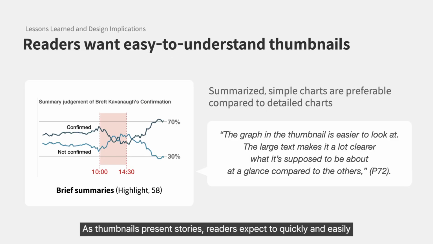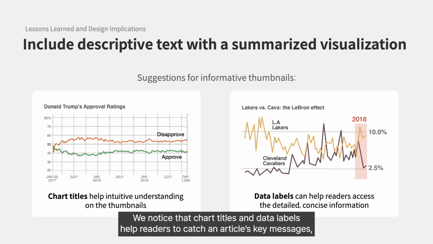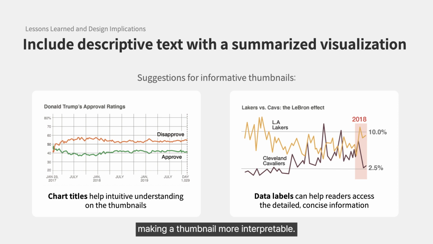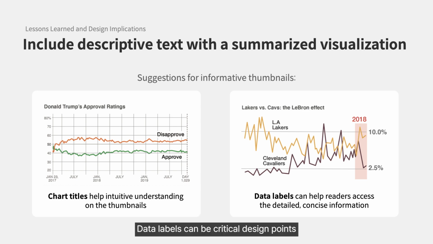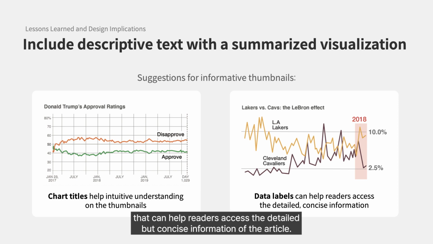As thumbnails present stories, readers expect to quickly and easily catch the key information of the story by viewing the thumbnails. We noticed that chart titles and data labels help readers to catch the article's key messages, making a thumbnail more interpretable. Chart titles should summarize the entire chart to help readers get a quick and intuitive understanding of the thumbnails. Data labels can be critical design points that can help readers access the detailed but concise information of the article.